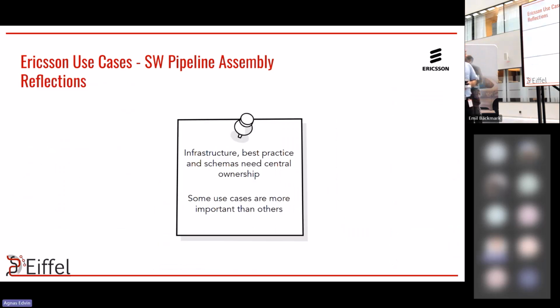So some reflections on this: it helps if you have infrastructure and best practice and schema governance or central ownership of it. We can't say that we're best in class in that area. We might come back to that later, but it helps if you have it. And also some use cases might be more important than others, so focus on the things that you get most from, and you can evolve, as I also mentioned earlier in the day.